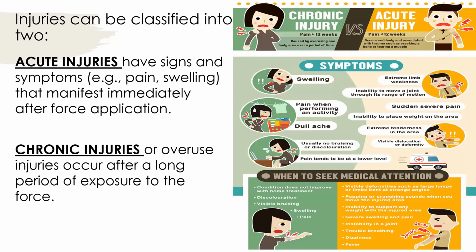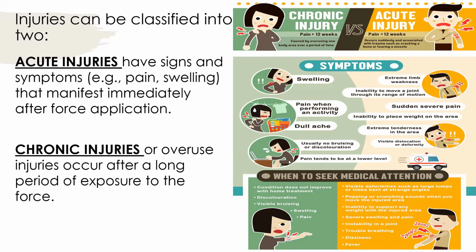Injuries can be classified into two. So we have here the acute injuries. Acute injuries have signs and symptoms of pain. When we say pain, ito yung pananakit, and then swelling is yung pamamaga that manifests immediately after force application. So for example, kapag na-aksidente sa isang sport, once na natamaan yung part, the certain part is makakaramdam ng pananakit, and also magkakaroon po ito agad ng pamamaga.